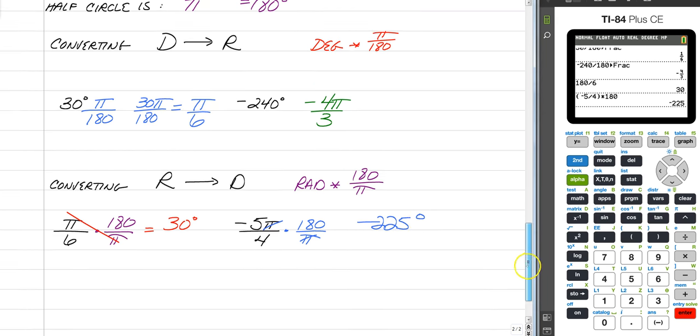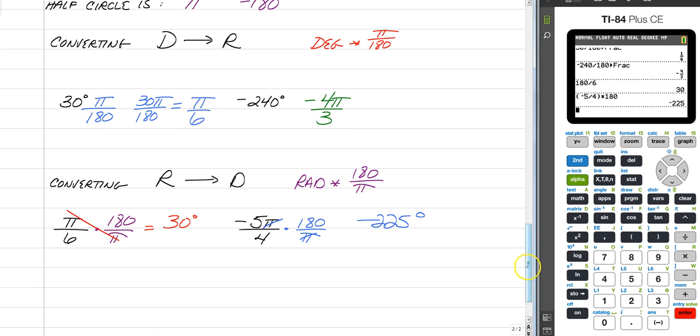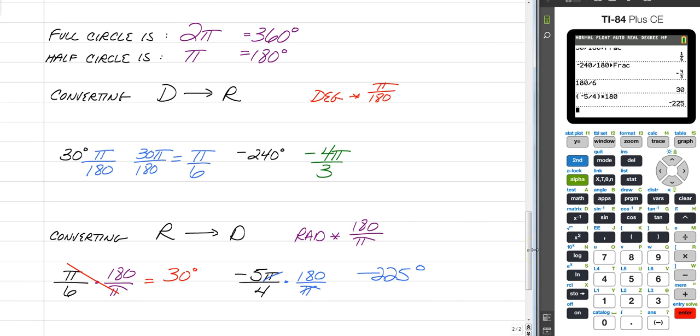Okay, and that's it. So that's the video. It was a little longer than you probably expected, but we want to make sure that you knew how to work with degrees, minutes, and seconds, and radians. We're going to be doing a lot more with radians this unit, so make sure you know how to convert and understand the fact that a full circle is 2 pi. That'll help you out a great deal.